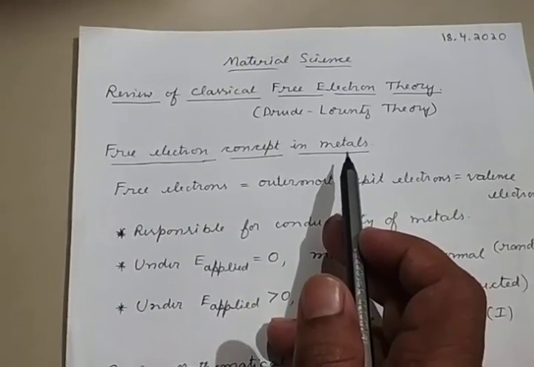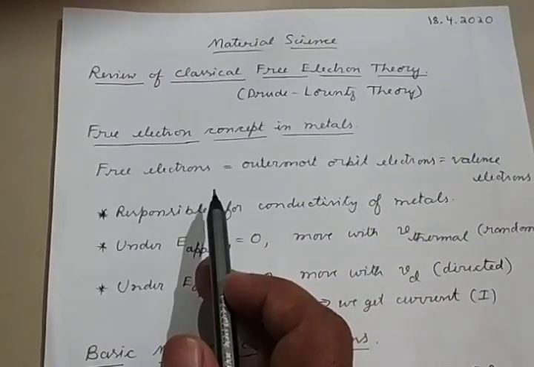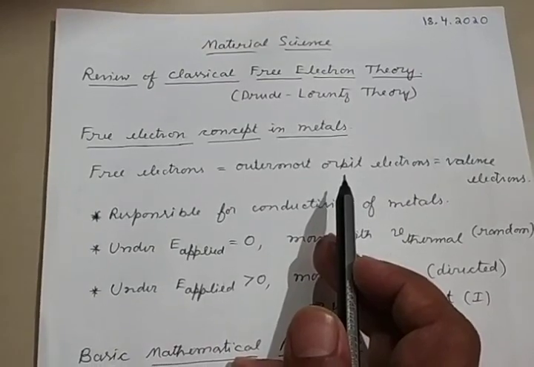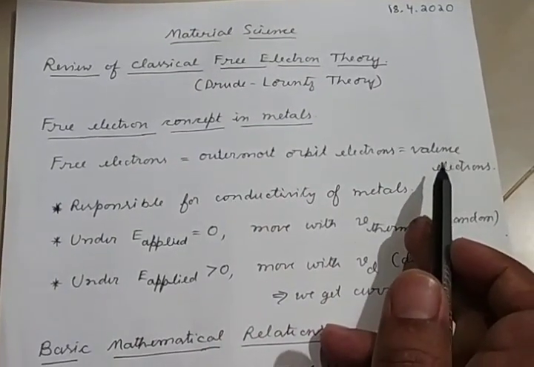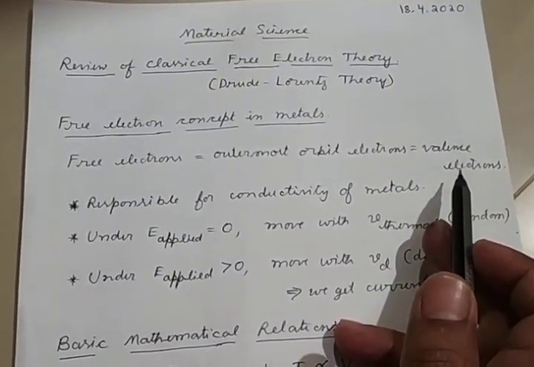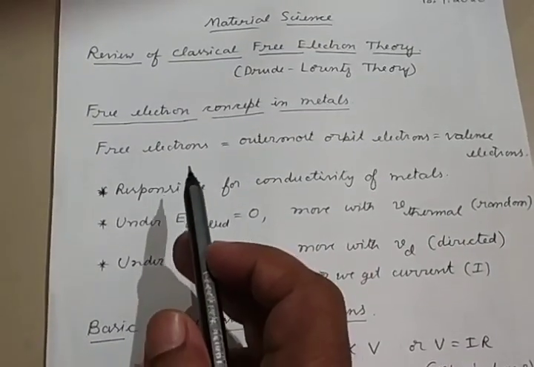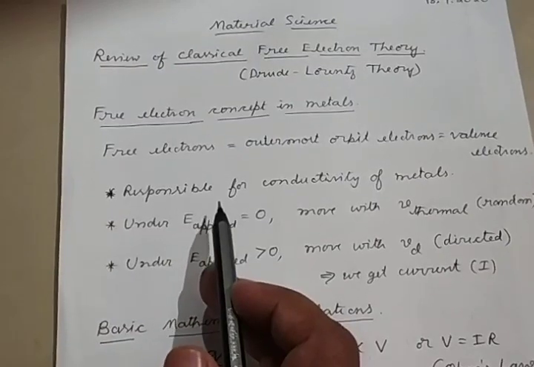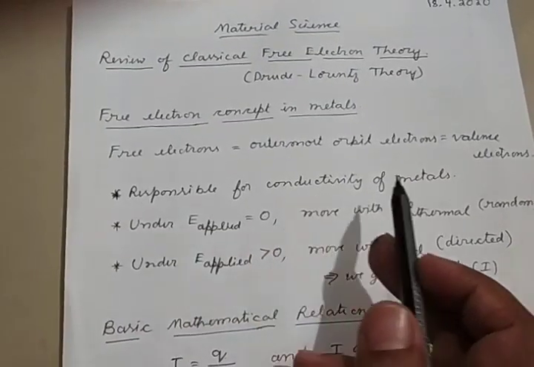So what are the free electrons? The free electrons are the electrons which are available in the outermost orbit in an atom, which are also known by the name valence electrons. And what is the characteristic of these free electrons? These free electrons are the ones which are responsible for the conductivity of the metals.